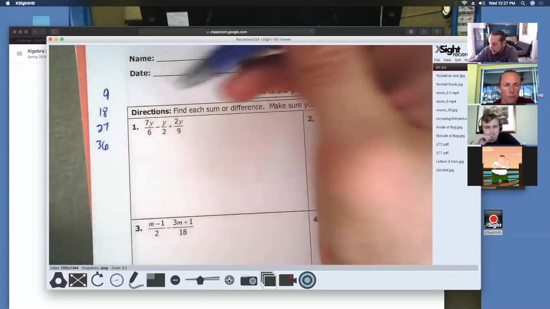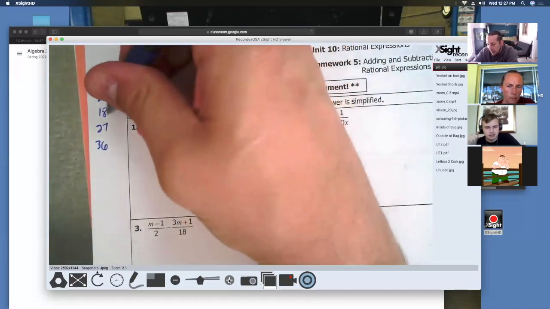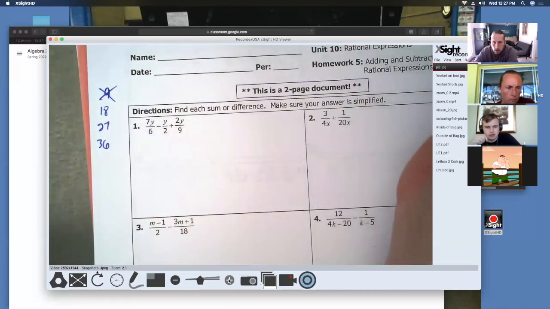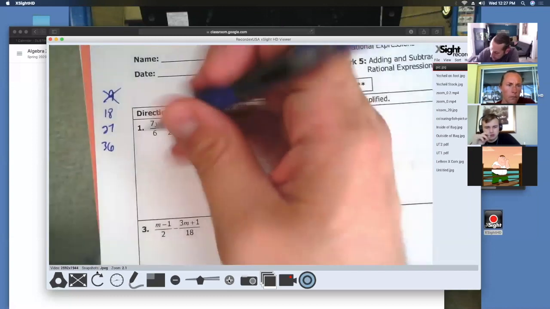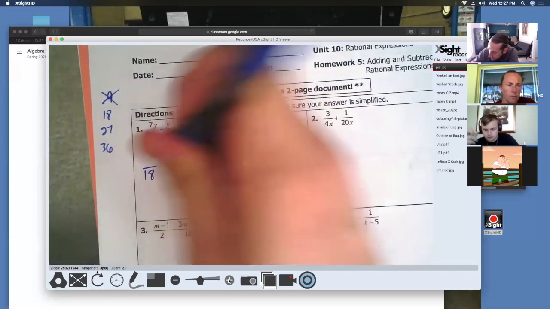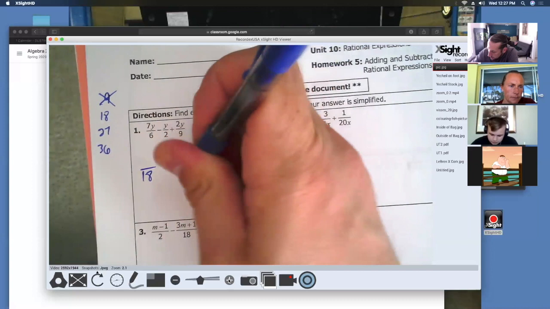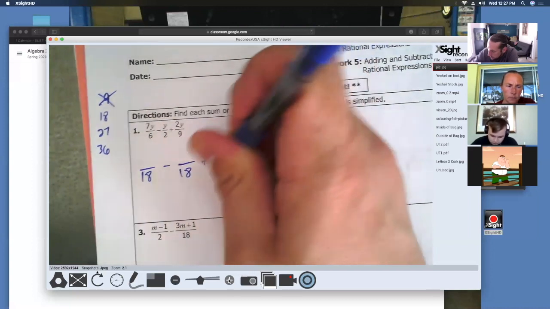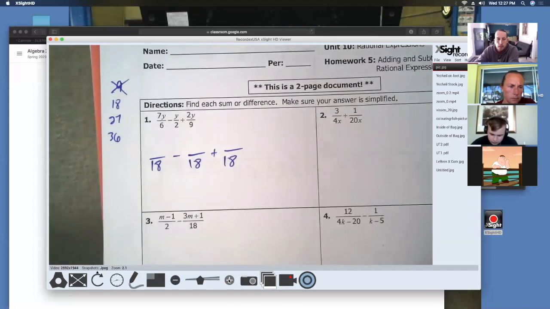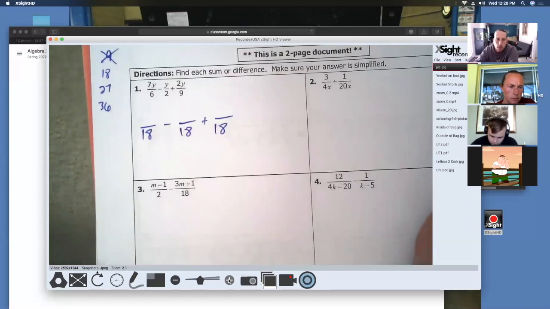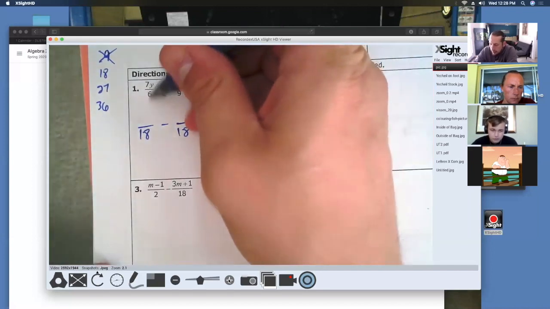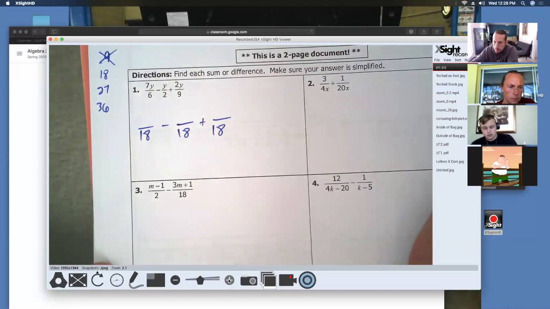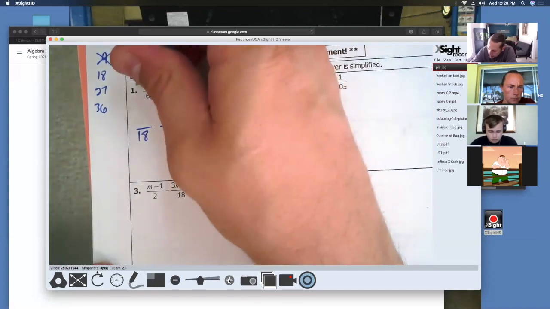9 doesn't work, right? What about 18? Can I divide 18 by 6 and 2? Yeah. So that's what we're going to use. I'm going to make 18 my denominator on all of these. Okay. Now, what do I multiply 6 by to get 18? 3. So I had to multiply top and bottom by 3.